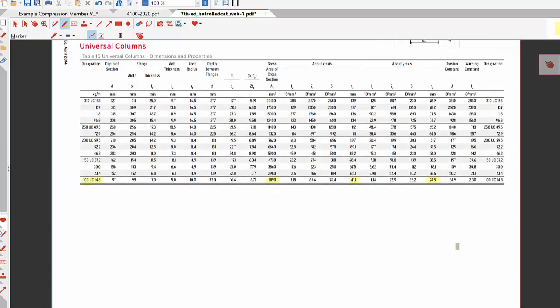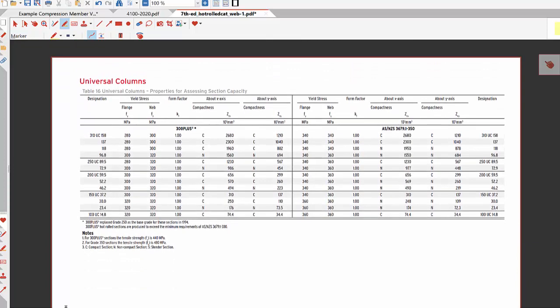If we look into the next table, table number 16, again we look at 100 UC 14.8, we need to find Fy, the yield stress of the member. So you can see that for flange and web, it is 320 megapascals. So we have to take it as 320 megapascal. If it is different, we have to take the smaller one. And the kf factor is 1. That means there is no consideration for local buckling for this section. They are relatively thick members, so we don't have to consider the local buckling, as the kf factor is 1. So we have to write down these properties, and then we can start to analyze the section.